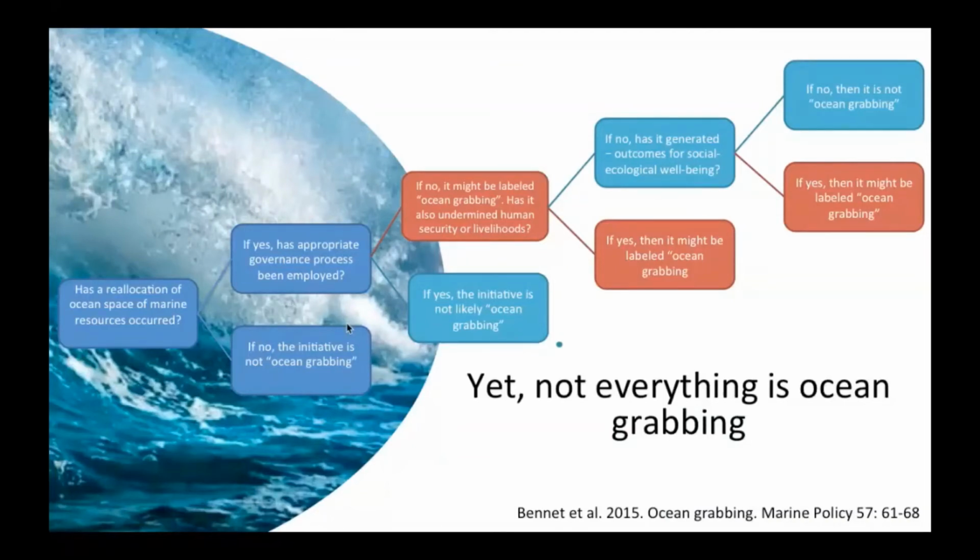But the next question that we should ask is, has this MSP undermined human security or livelihoods? And or has this MSP resulted in worse social ecological well-being? If so, then we are talking about ocean grabbing. If not, there's been a redistribution in how the space is used, but it hasn't compromised social ecological well-being and livelihoods of communities, then it's not ocean grabbing. So it's important to have this clear division in mind.